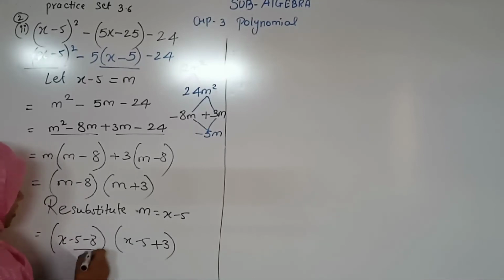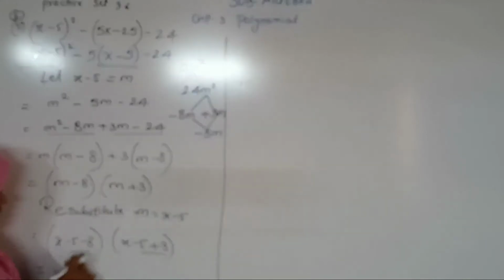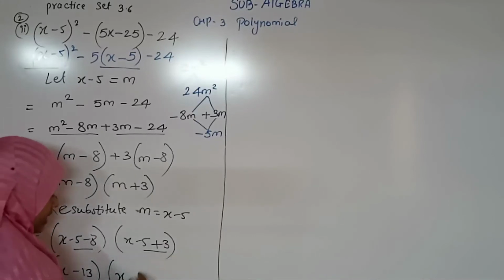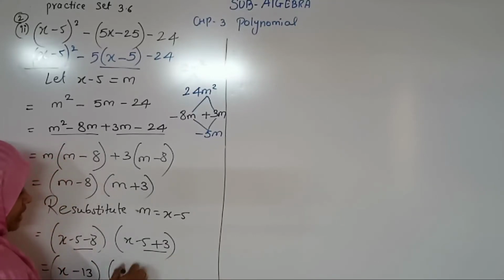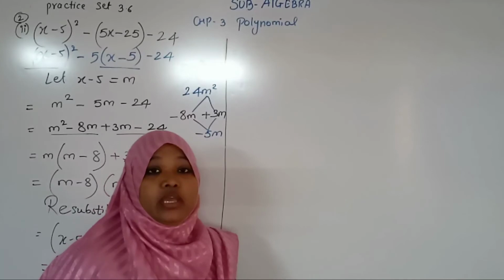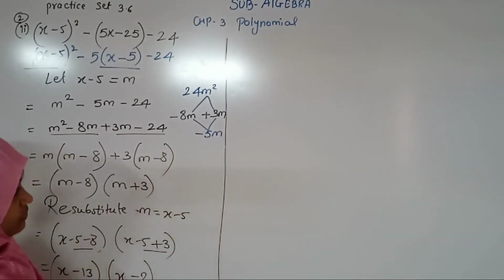See, we can have the numbers here, right? So x minus 5 minus 8 gives x minus 13, and x minus 5 plus 3 gives x minus 2. Here also the bigger number has the minus sign. So that is the factorization. Sometimes it will show the 4 factors, sometimes it will show the 2.